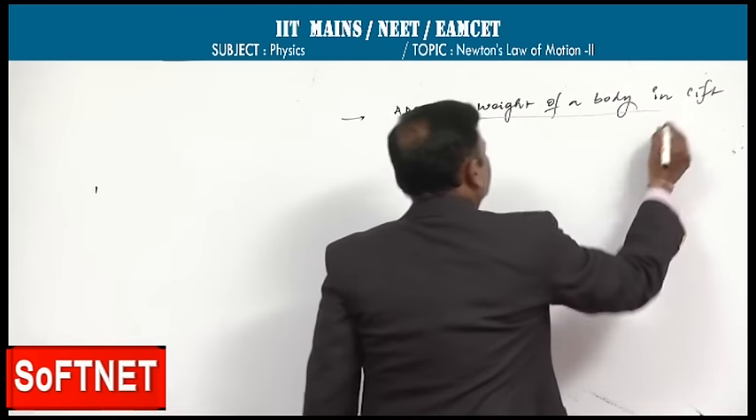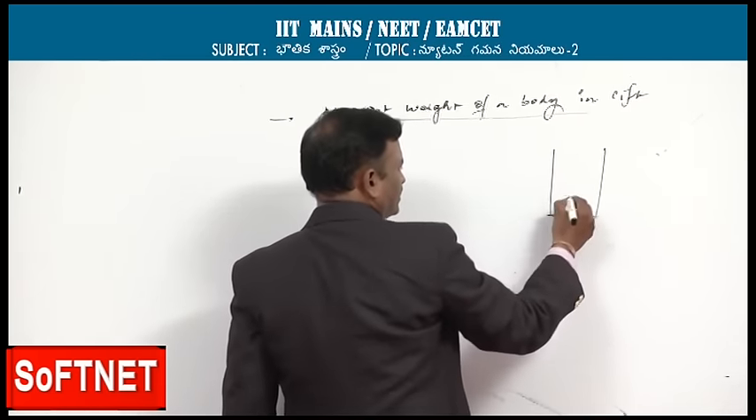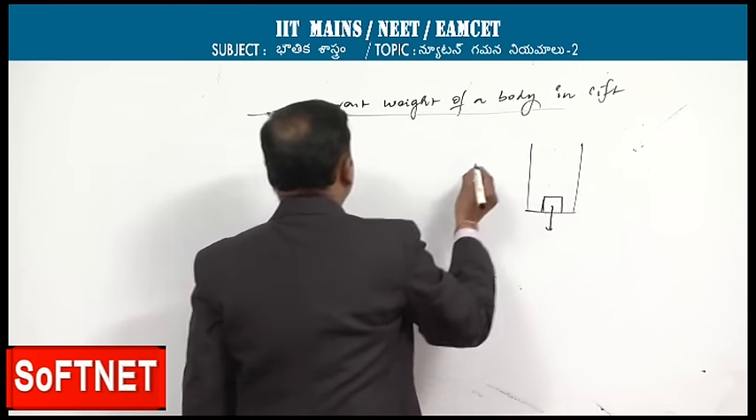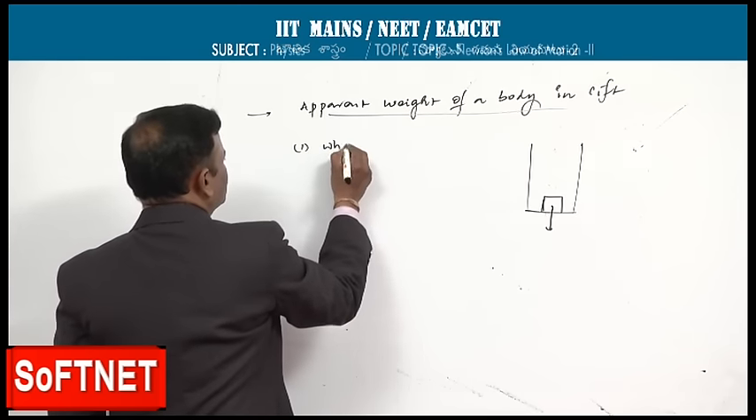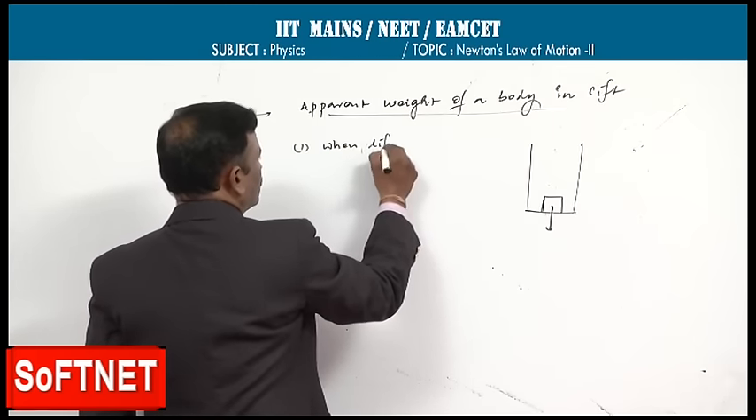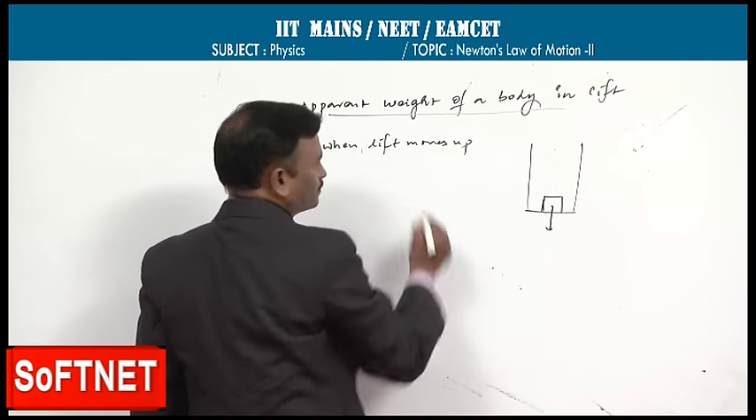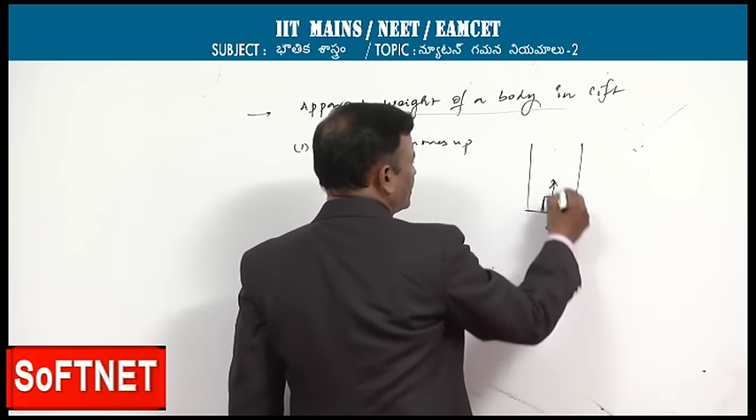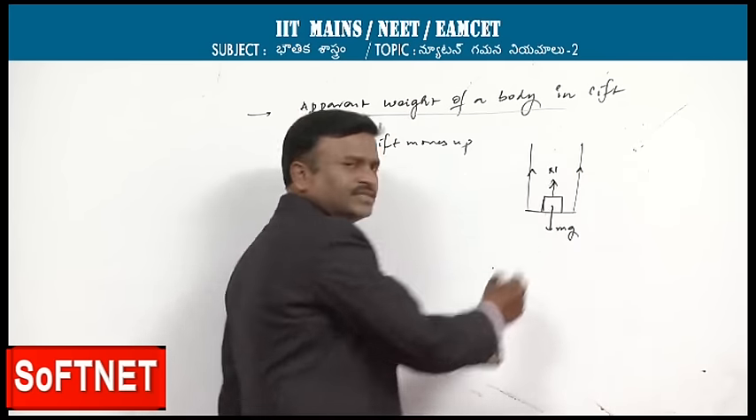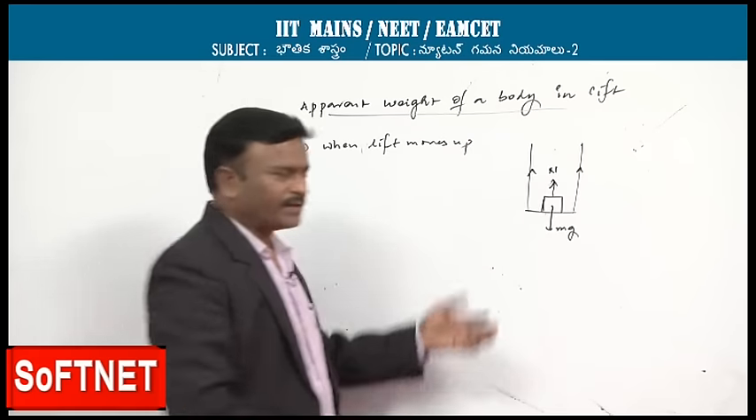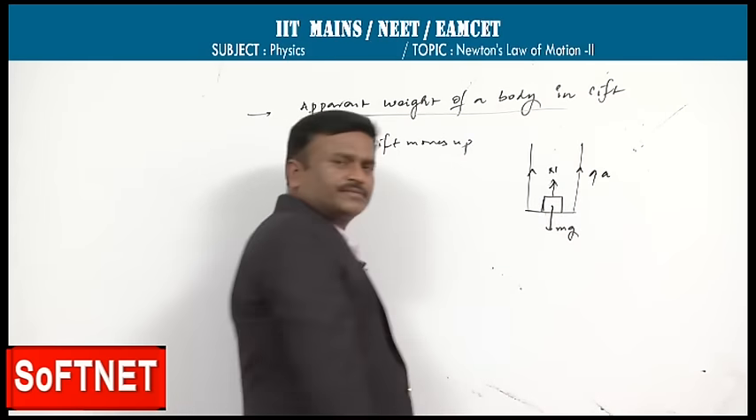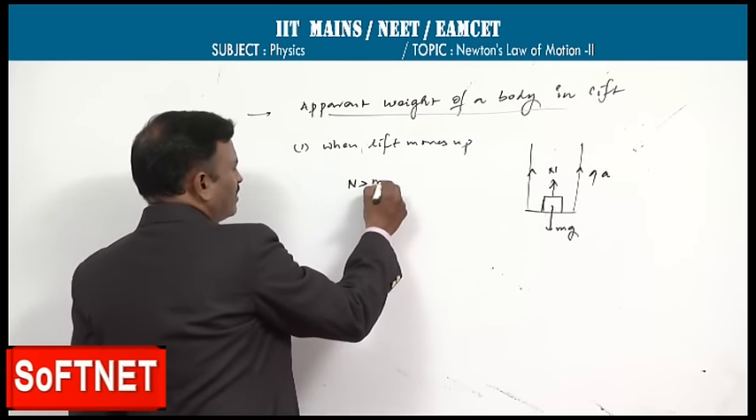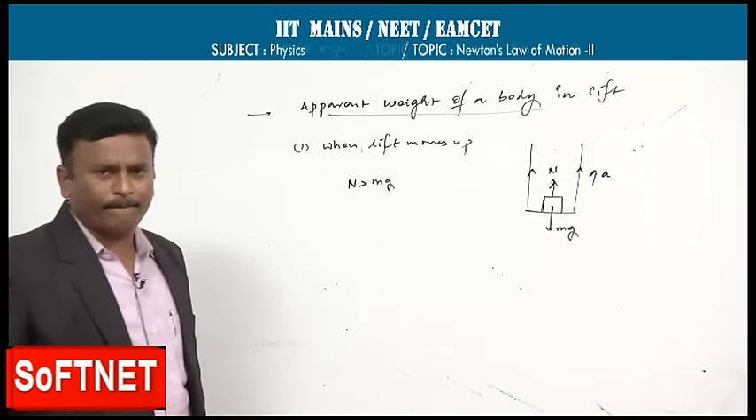In case of the lift, when the lift is at rest, the weight of the body is constant. Let us assume the first case, when the lift moves up. As the lift is moving up, the weight of the body, mg, is acting here, along with the normal reaction. As the lift is moving up, the acceleration is in the upward direction. Then the normal reaction must be greater than mg, only then will the lift move up.